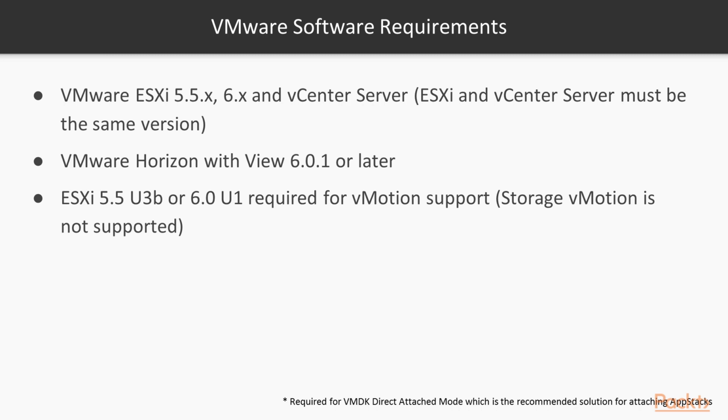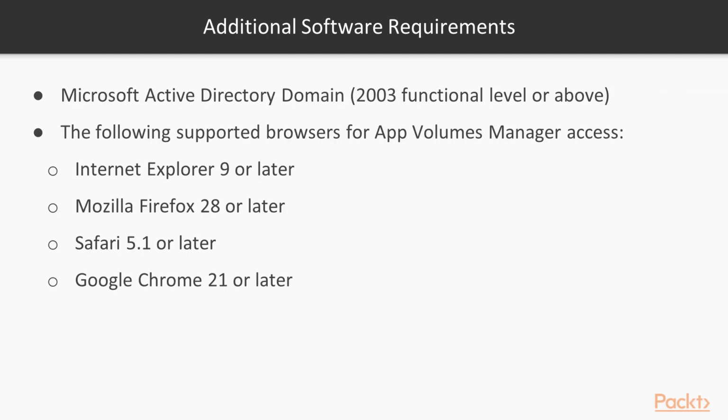and vCenter Server. Both ESX and vCenter servers must be the same version. VMware Horizon View 6.0.1 or later, or ESX 5.5 Update 3B, or 6.0 Update 1 is required for vMotion support. It's worth noting that Storage vMotion is not yet supported. In addition, you also need to have the following software: Microsoft Active Directory Domain 2003 functional level or above, and the following browsers are supported to access the App Volumes Manager: IE 9 or later, Firefox 28 or later, Safari 5.1 or later, or Google Chrome 21 or later.